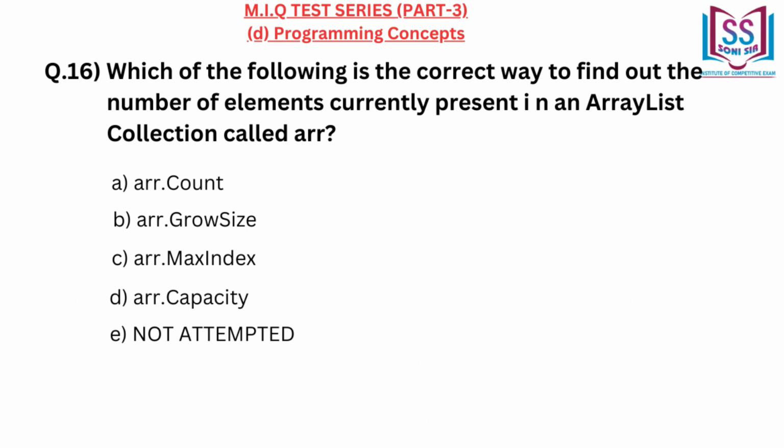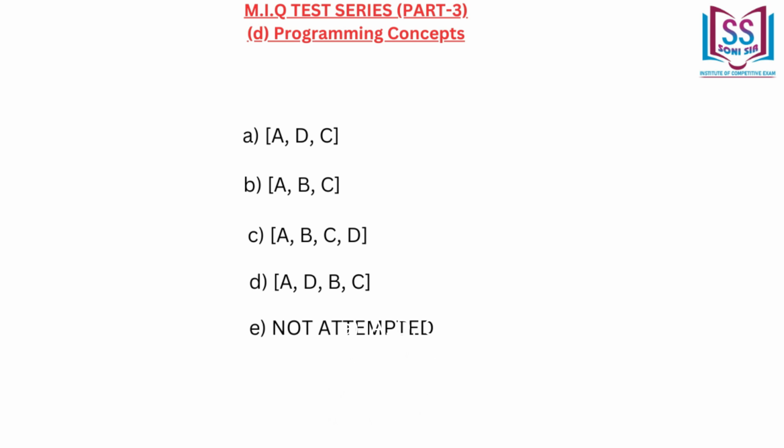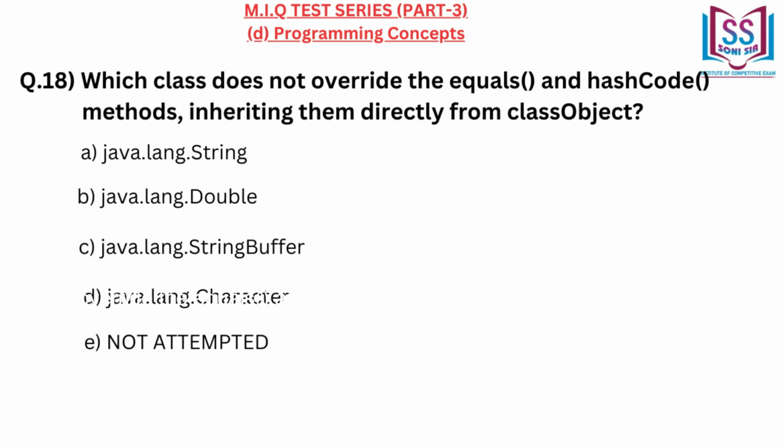Which of the following is the correct way to find out the number of elements currently present in an ArrayList collection called a? A. a.count. B. a.size. C. a.maxIndex. D. a.capacity. What will be the output of the following Java code snippet? A. A D C. B. A B C. C. A B C D. D. A D B C.